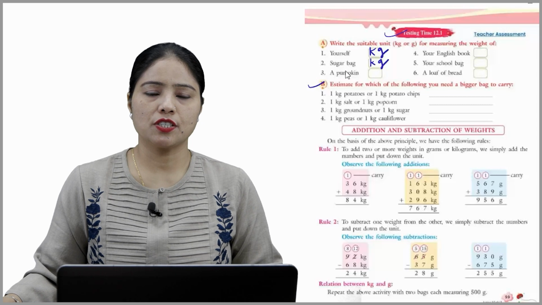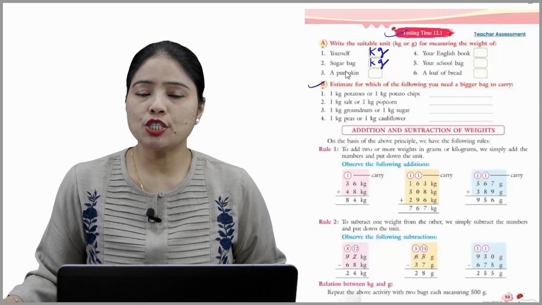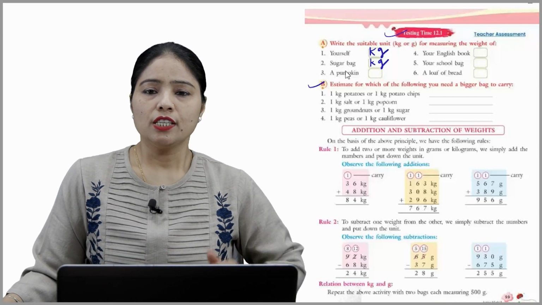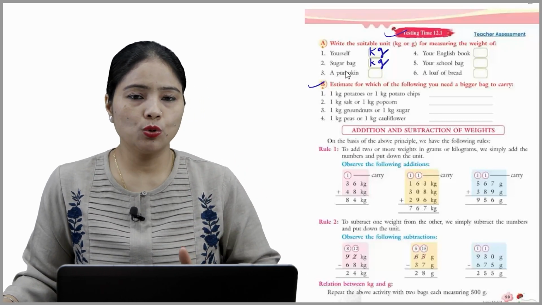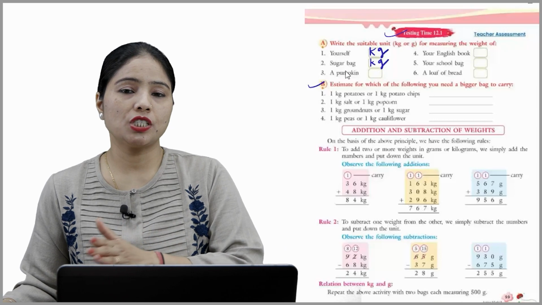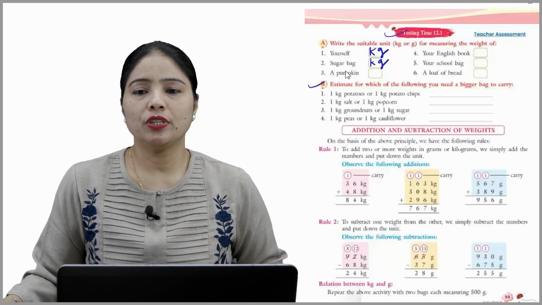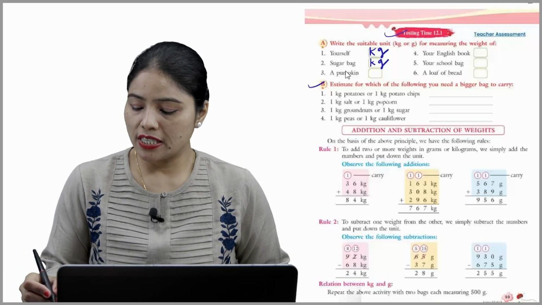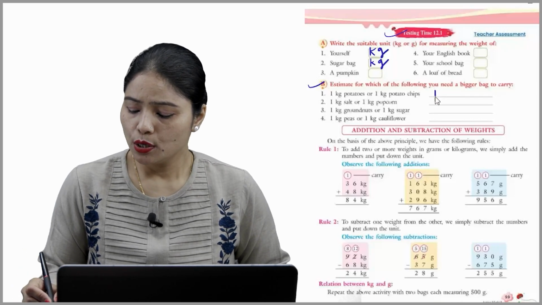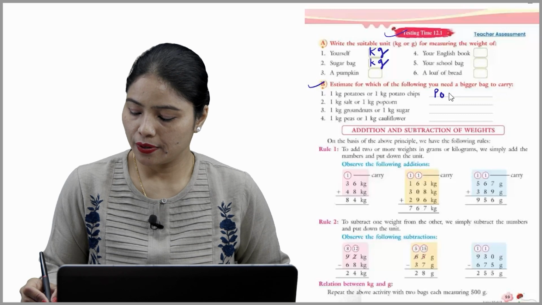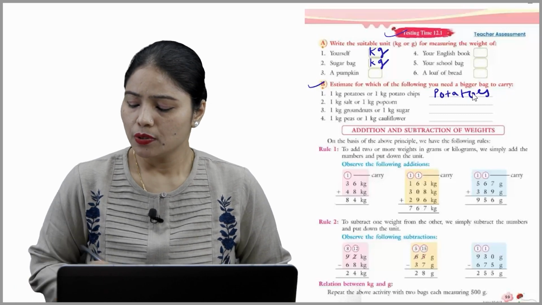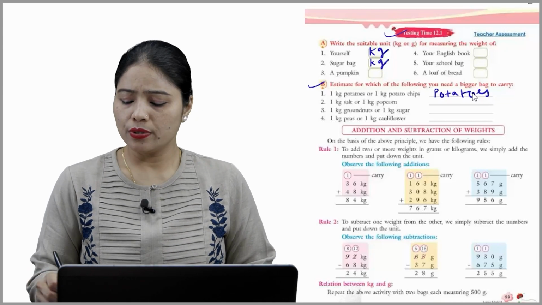This is B part. Estimate for which of the following you need a bigger bag to carry. Okay. So 1 kg potatoes and 1 kg potato chips. For which things do you need a bigger bag? Of course, for potato you need a bigger bag. So we just write it 1 kg potato. I hope you understood. Okay. So now next topic beta.